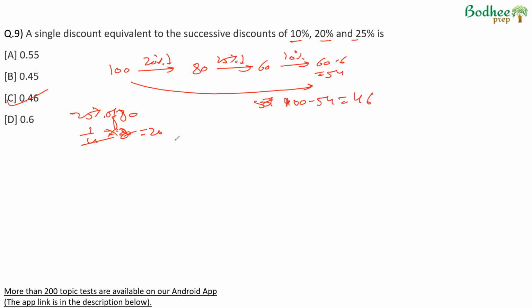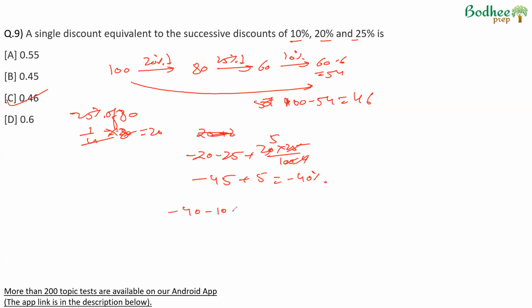Or we could have used a successive percentage change. Overall discount we are calculating. So for 20 and 25, discount will be minus 20 minus 25 plus 20 into 25 upon 100. Since this value I remember, I'm using this first. Minus 40%, and then this 40 with 10. So minus 40 minus 10 plus 40 into 10 upon 100. Minus 50 plus 4, which is minus 46%. Minus 46% is a discount of 46% or 0.46.